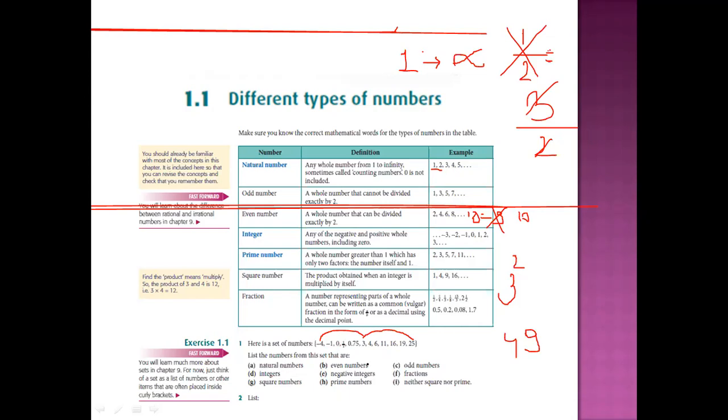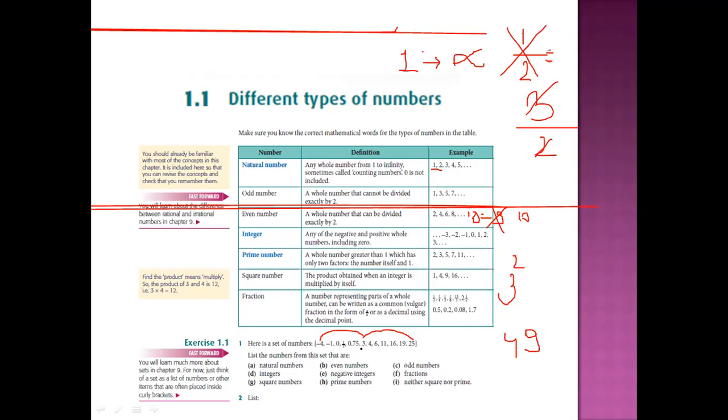And integers: we should take the negative and positive integers, okay? And square numbers are 4, 16 and 25. 25 is the square of 5. And odd numbers: positive odd and negative odd, you can take them. Negative odd is -1, and positive odd numbers are 3, 11, 19 and 25, okay? If it's not divisible by 2, like 25, it's an odd number.